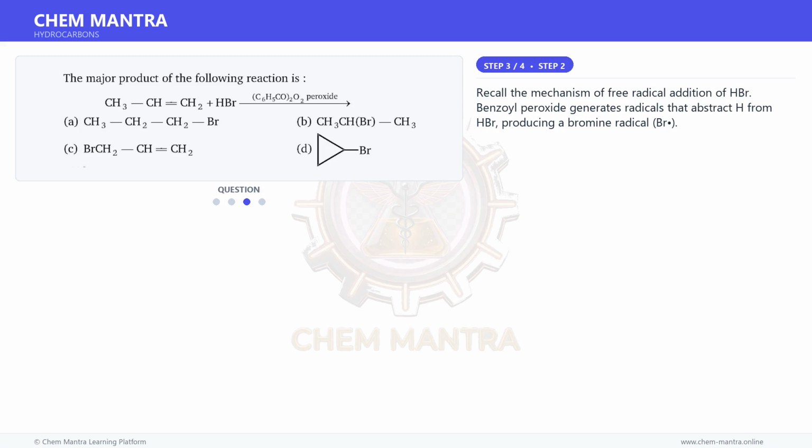Recall the mechanism of free radical addition of HBr. Benzoyl peroxide generates radicals that abstract H from HBr, producing a bromine radical, Br.